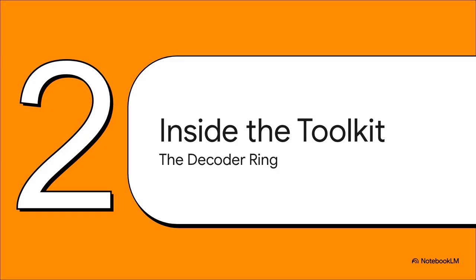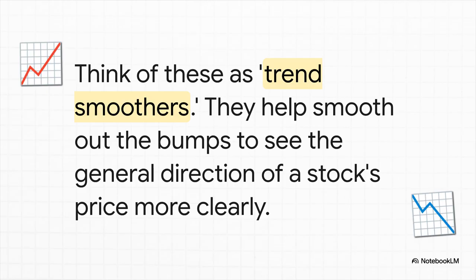So how do they do it? Well, let's open up that toolkit and take a look at the key instruments this analyst used. We're going to tackle them one by one. First up, we have moving averages. Honestly, the best way to think about these is as trend smoothers. You know, a stock's price on any given day can be a really bumpy road. Moving averages help smooth out all those bumps so you can see the general direction things are headed much more clearly.